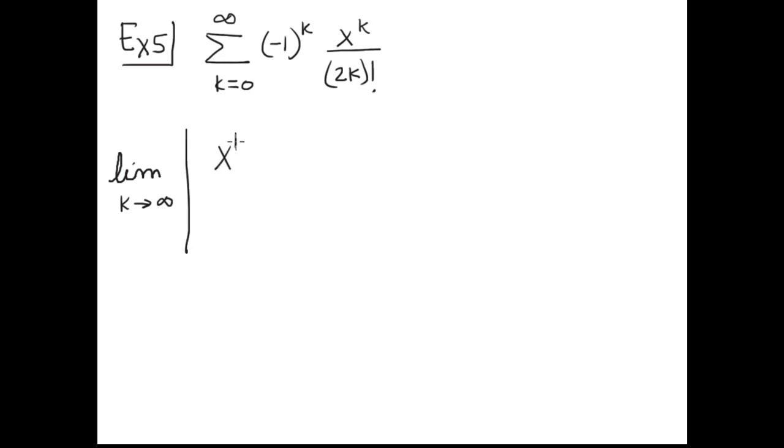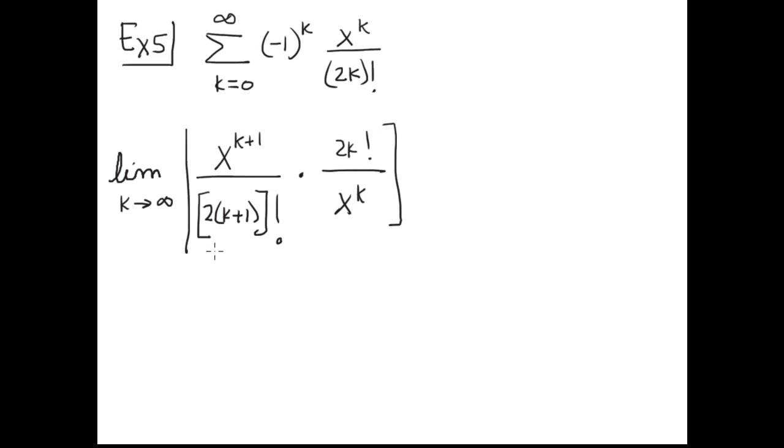It's x to the k plus 1 divided by (2k plus 1) factorial times the reciprocal, 2k factorial divided by x to the k. (2k plus 1) factorial is equivalent to (2k plus 1) times 2k factorial, and the 2k factorial is cancelled.